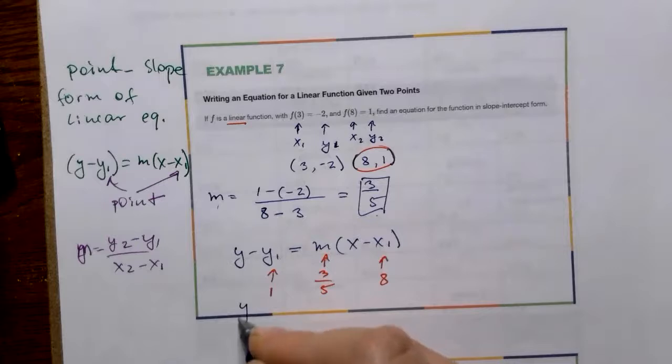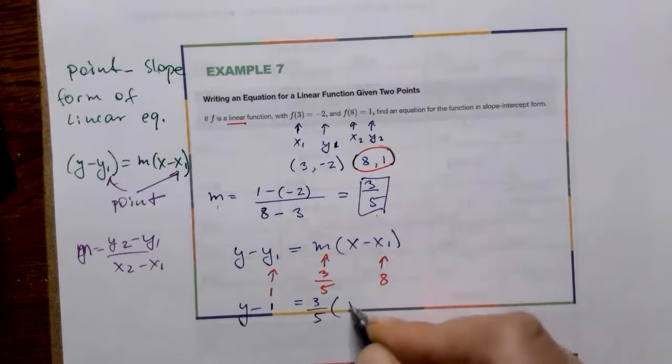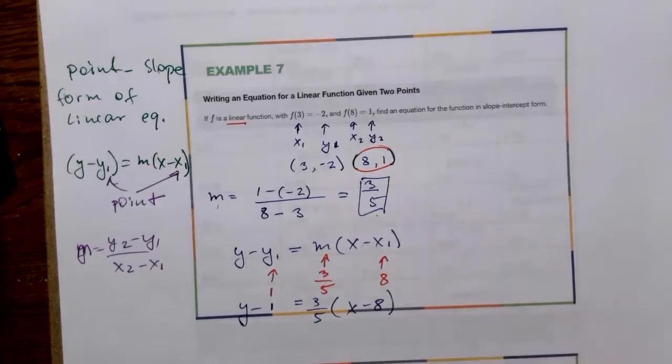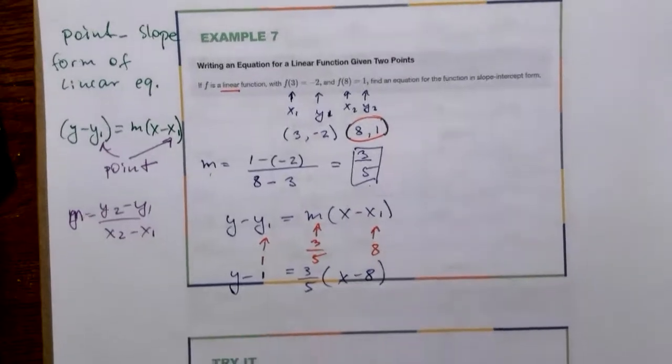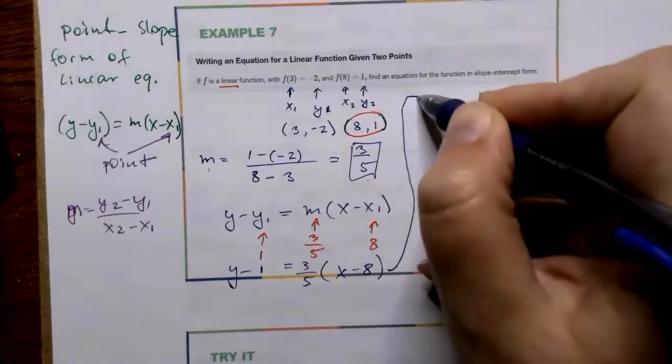So we have y minus positive 1 equals 3/5 times x minus 8. All right, so what are we going to do now? Basically, this is it. This is the equation. But in order to bring it into nice slope-intercept form, we need to solve it for y. So what we're going to do, we're going to distribute the 3/5 first, and then we're going to bring this 1 over to the other side. And you know what? I'm going to actually bring it here.